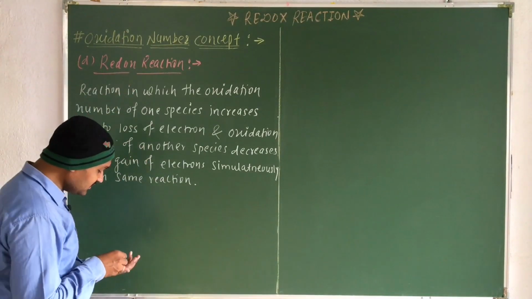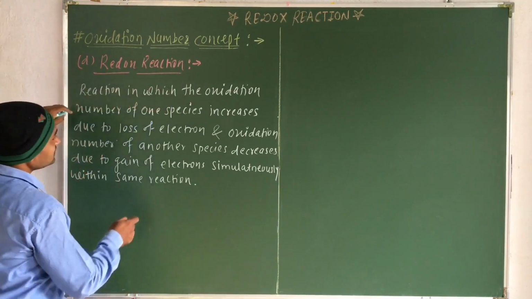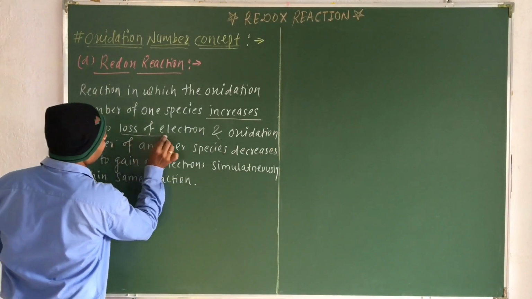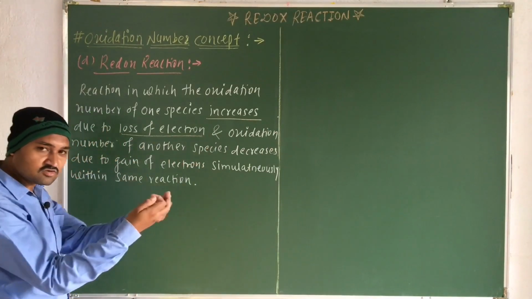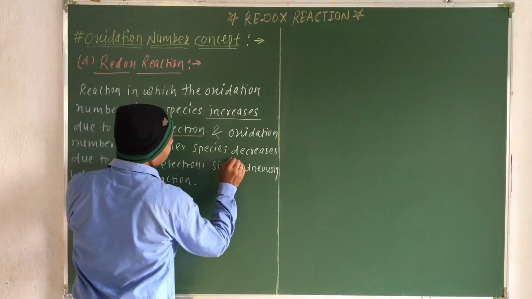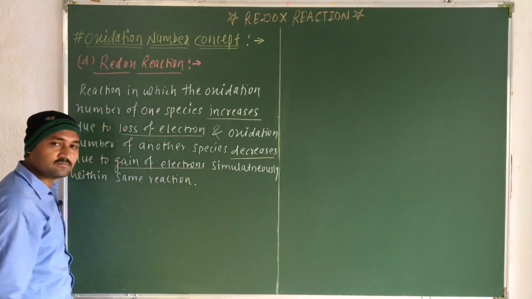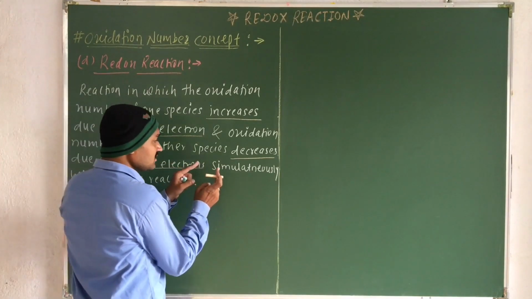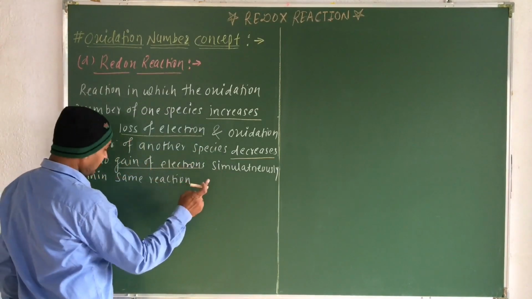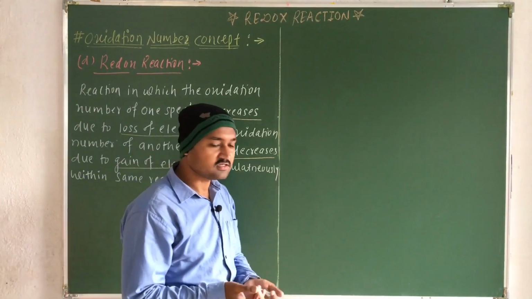Now what we have written in the definition, just revise it. Reaction in which the oxidation number of one species increases due to the loss of electrons. So increase in oxidation number is nothing but oxidation process. Or in another species there is a decrease in oxidation number due to the gain of electrons. And if this takes place simultaneously, at the same time in the same reaction, that reaction is known as a redox reaction. It is very easy.